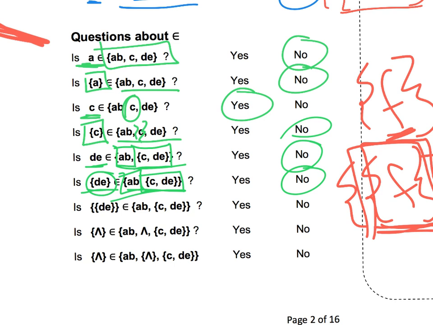And then this is, is there a set that only contains one element, and that one element is the set containing DE in this set? No. Now, because we're looking at element, not subset, I'm saying, can you find a lambda in braces in this set? No. But can you find a lambda in braces in this set? You bet.